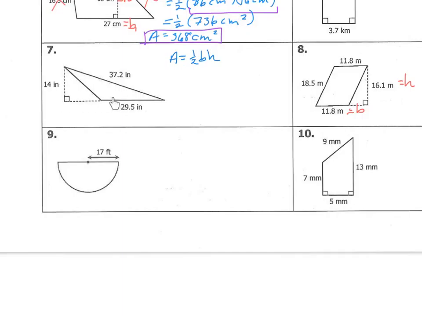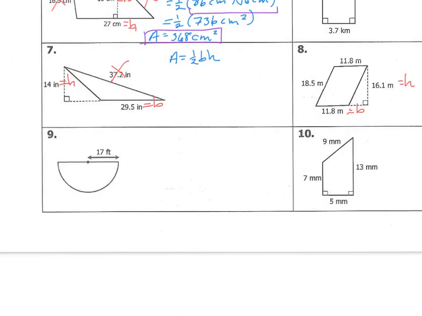These 2 lines are perpendicular, agreed? This is the vertical one. This is going to be your height. It is perpendicular to this one. That's going to be your base. The 37.2 is garbage. It's extra information. So now you would plug that in and finish it.